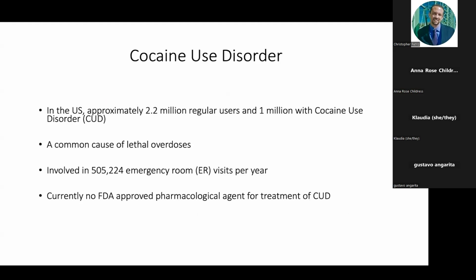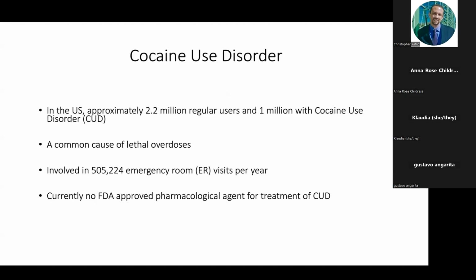So in terms of the background and cocaine use disorder, in some of our conversation this morning, we were talking about how cocaine use disorder doesn't have the impact that opioids have when it comes to being categorized as an epidemic. But cocaine use disorder is an endemic problem that is highly prevalent. We have at least 2.2 million persons who use cocaine on a regular basis in the US. We have more than 1 million persons with cocaine use disorder in the US. It is a very common cause of lethal overdoses, independent of cocaine samples being contaminated with opioids.